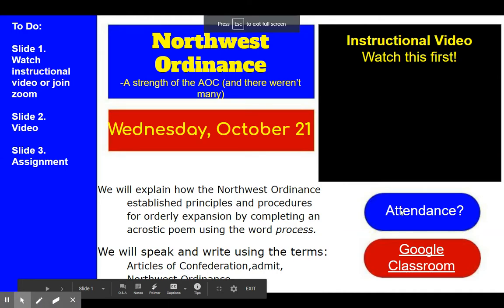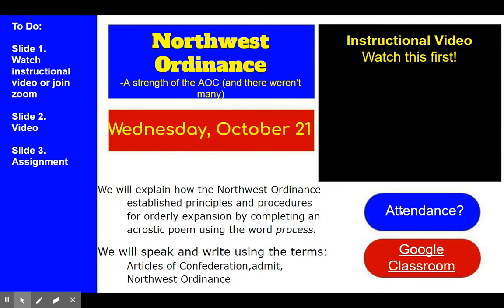Okay, today we are doing the Northwest Ordinance. This is a strength of the Articles of Confederation, and there weren't many strengths. We know that the Articles of Confederation had strengths like declare war, operate the post office, sign a treaty, but that isn't good enough to make a federal government work well. Its weaknesses had very bad effects, and we were more focused on the weaknesses. But today, let's talk about the one good thing.